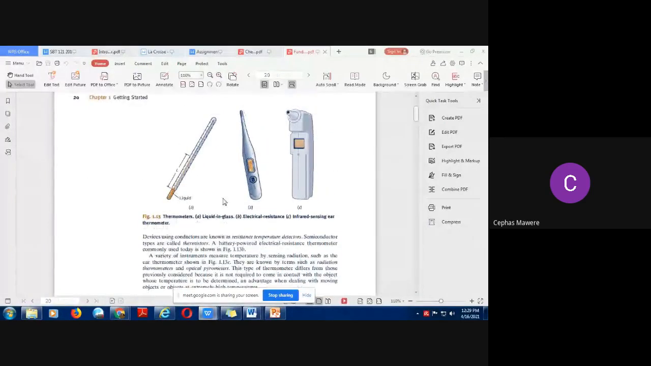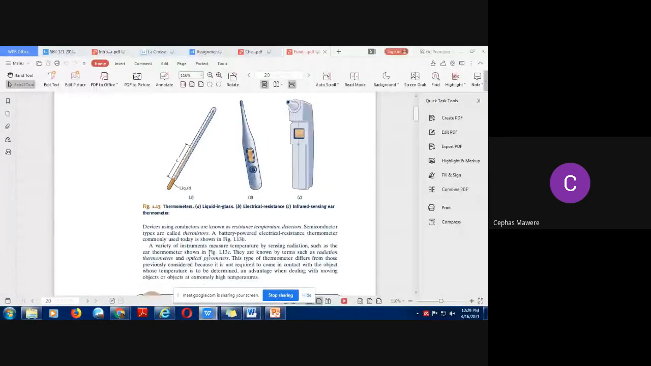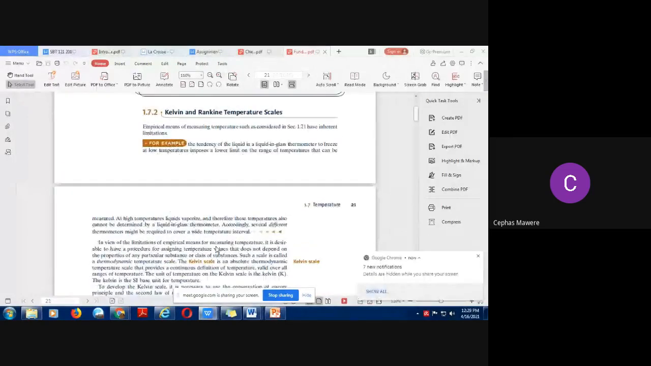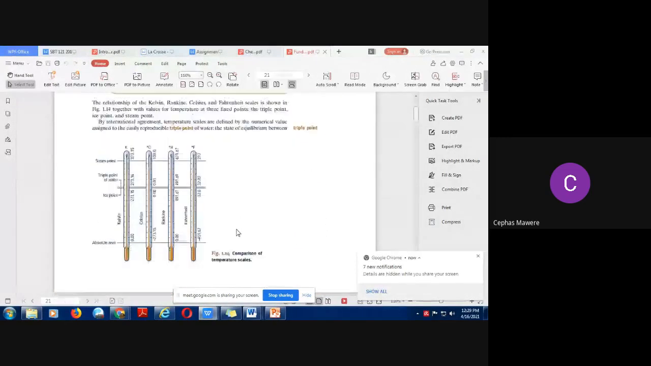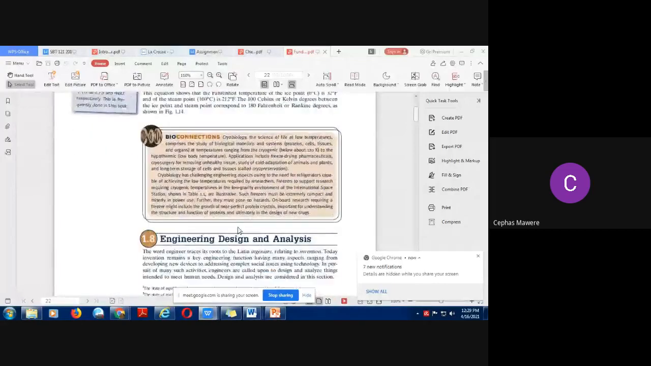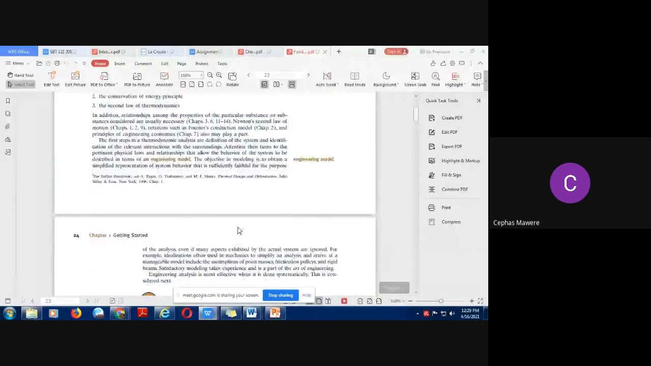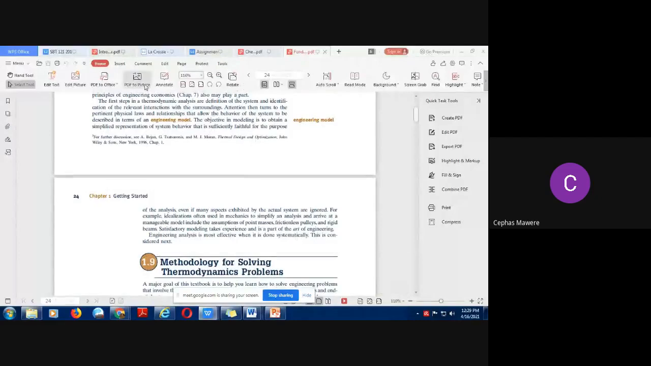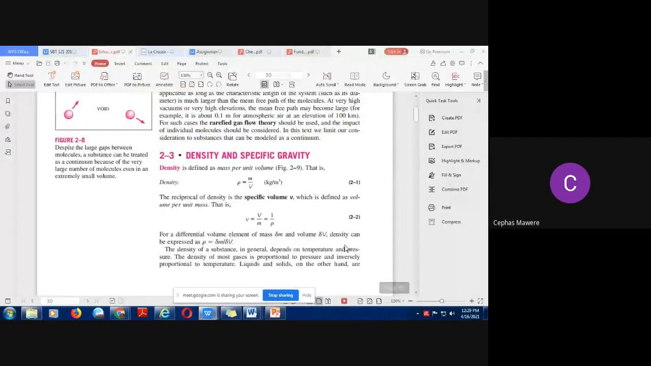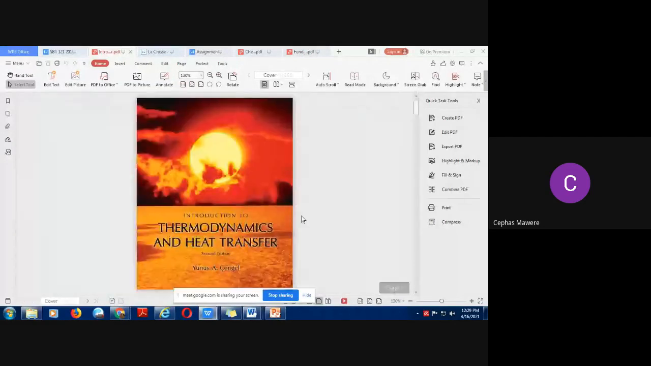What are the differences between thermometers and the like, and the different measurements in terms of the temperature readings, and so on. Okay, so first things first. Okay, so this was one of the textbooks. We also have got another textbook, which is Fun Introduction to Thermodynamics and Heat Transfer.